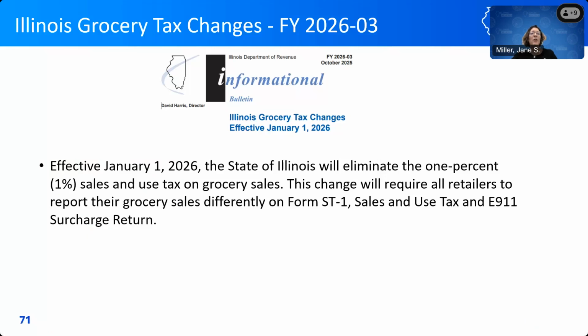Well, next we want to talk about the elimination of the grocery tax charges. So effective January 1st, 2026, the state of Illinois will eliminate the 1% sales and use tax on grocery sales. This change will require all retailers to report their grocery sales differently on Form ST1, sales and use tax, and E911 surcharge return.